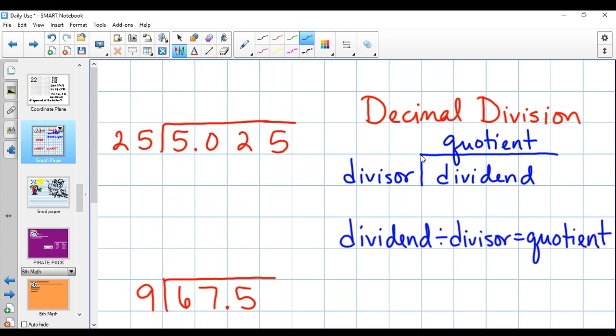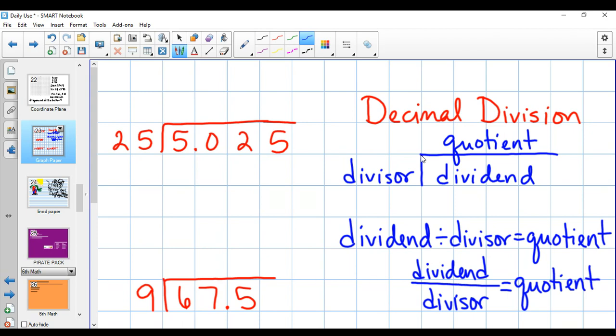Now, there's one more way that we can write a division problem, and that's as if it were a fraction. So we could also write the dividend divided by the divisor equals the quotient.